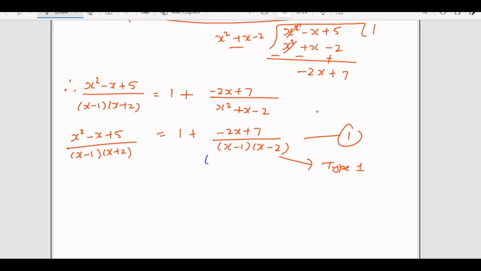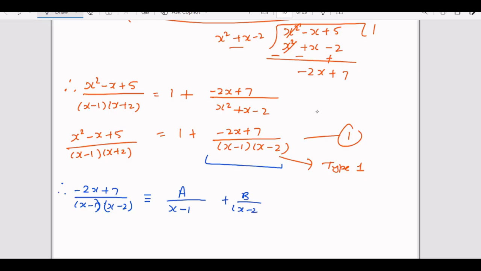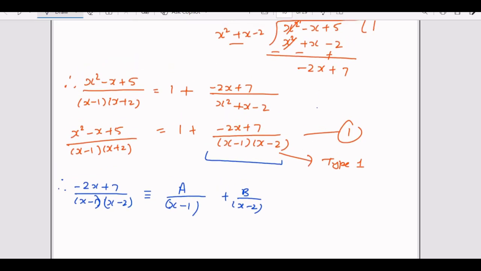I'm just taking this part here. So therefore we will take (-2x + 7) over (x - 1)(x - 2). This is equivalent to a over the first factor, x - 1, plus b over x - 2, the second factor. Now we will find out the values of a and b.